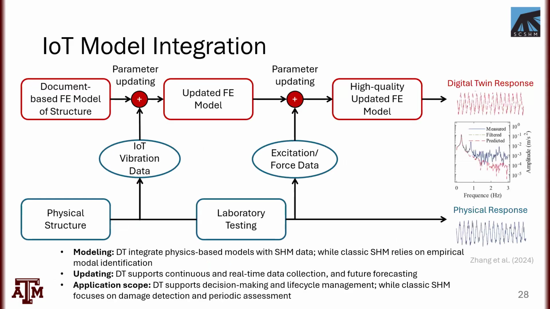For the digital twin side, it's a little bit different. We generally have the physical asset with sensors deployed on it, and then we have the digital twin, which works in the following way. Generally speaking, we develop a document-based finite element model of the structure. From all those IoT vibrational data, we update the parameters of the finite element model, and we generate this updated FE model.